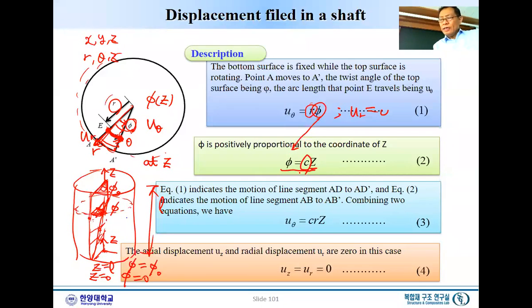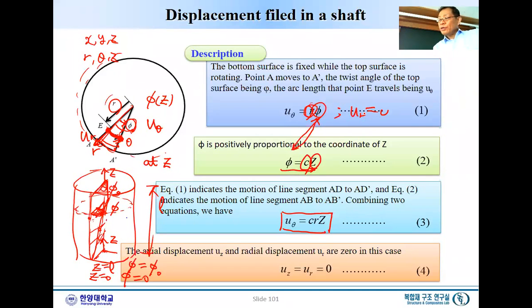What is c? Well, c is the proportional constant, which is not known yet. This is unknown c. But what we know is that phi is simply linearly proportional to z. So phi can be set as c times z. And then we put it here, then simply U theta is proportional to R. R is here, and z is here. So there is a proportional constant c and R times z.